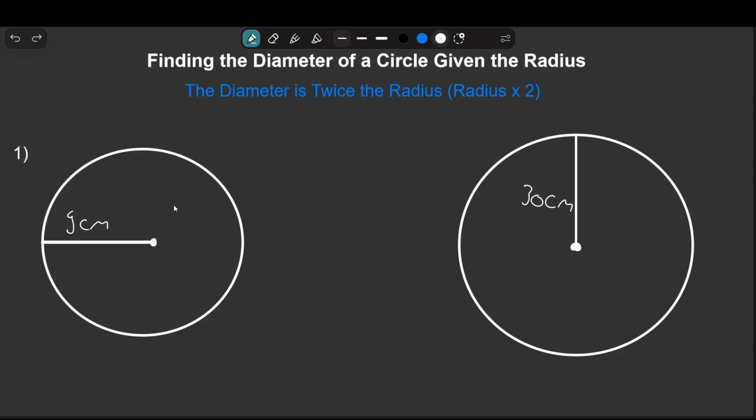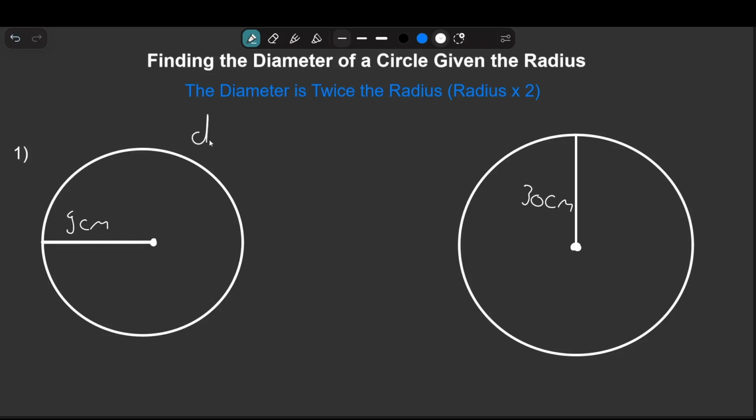And through the center. This means that the diameter is twice, or 2 times, the length of a radius. All we have to do is multiply the given radius by 2 to get the length of a diameter. So, I've given you guys two examples and two radiuses, and we're going to find the diameter of these two circles.